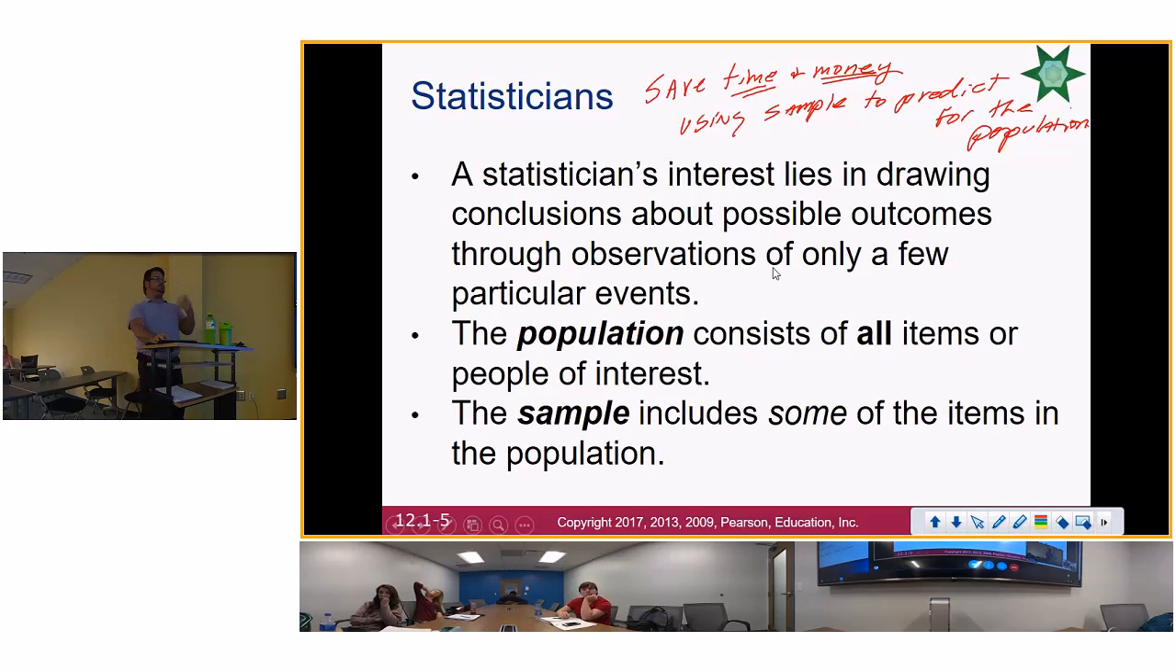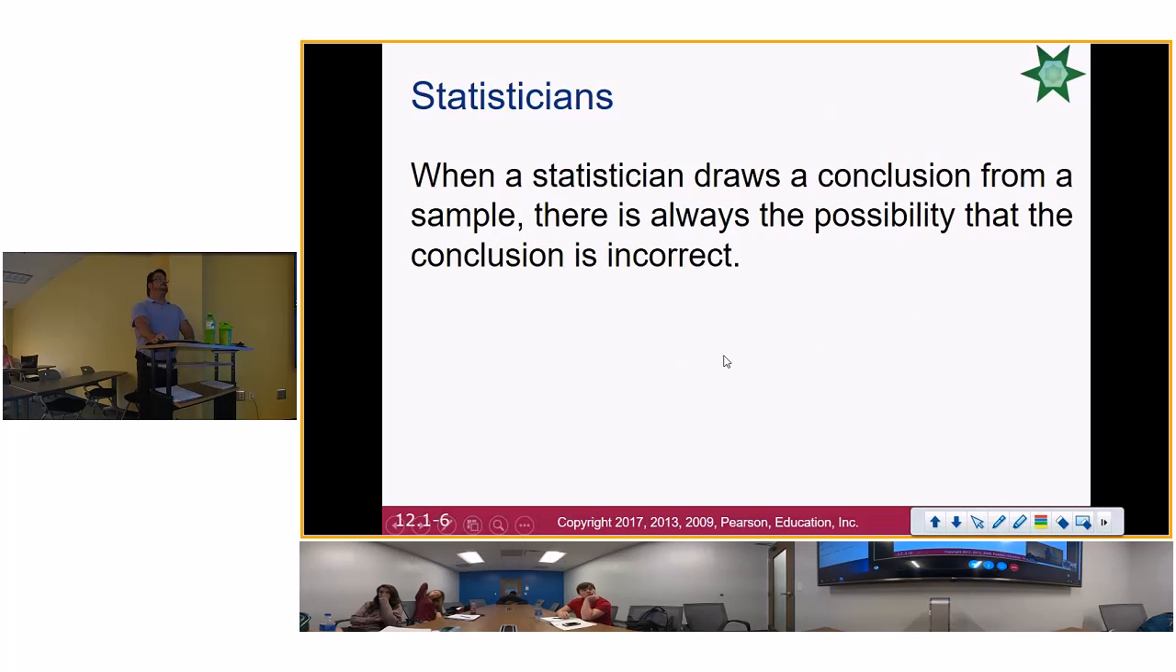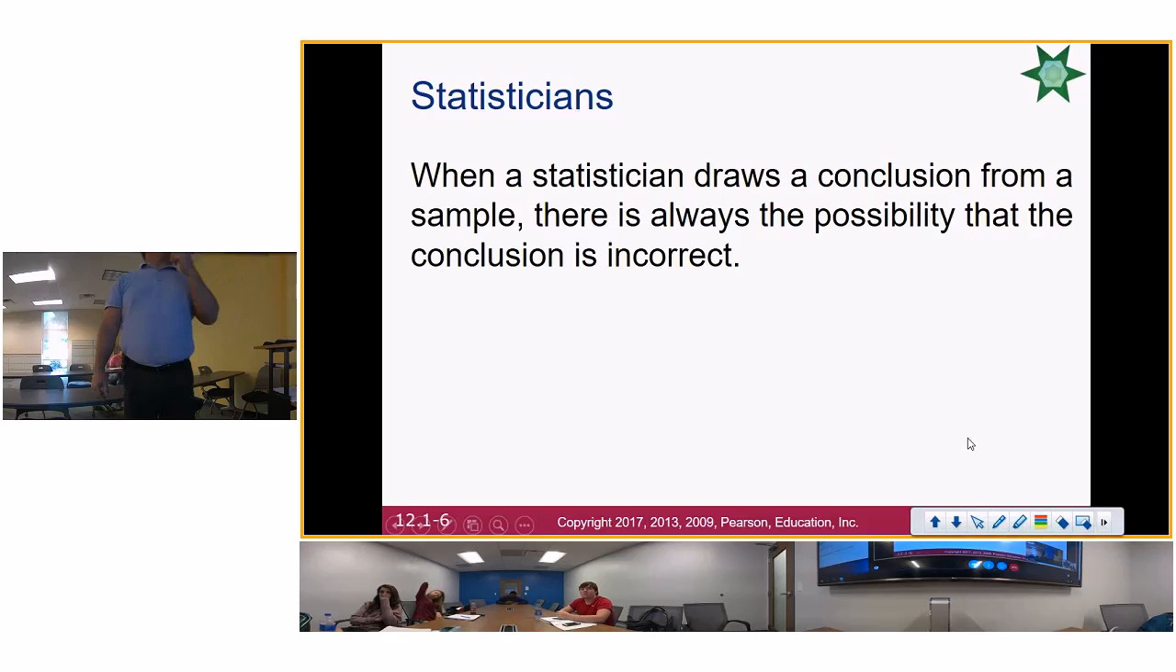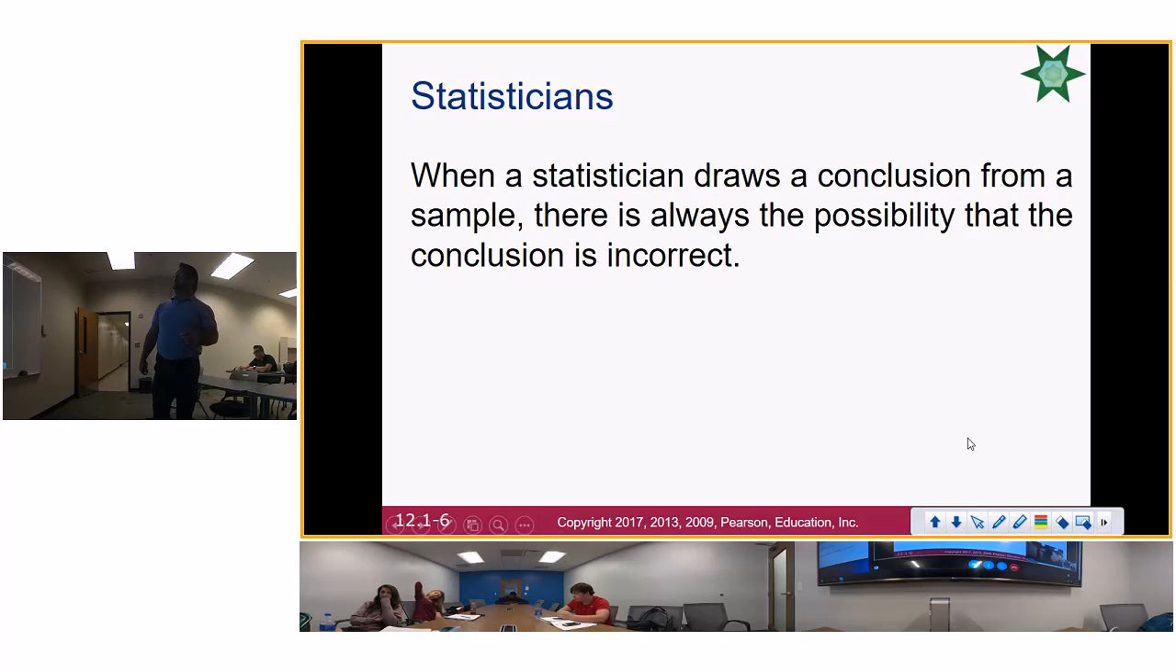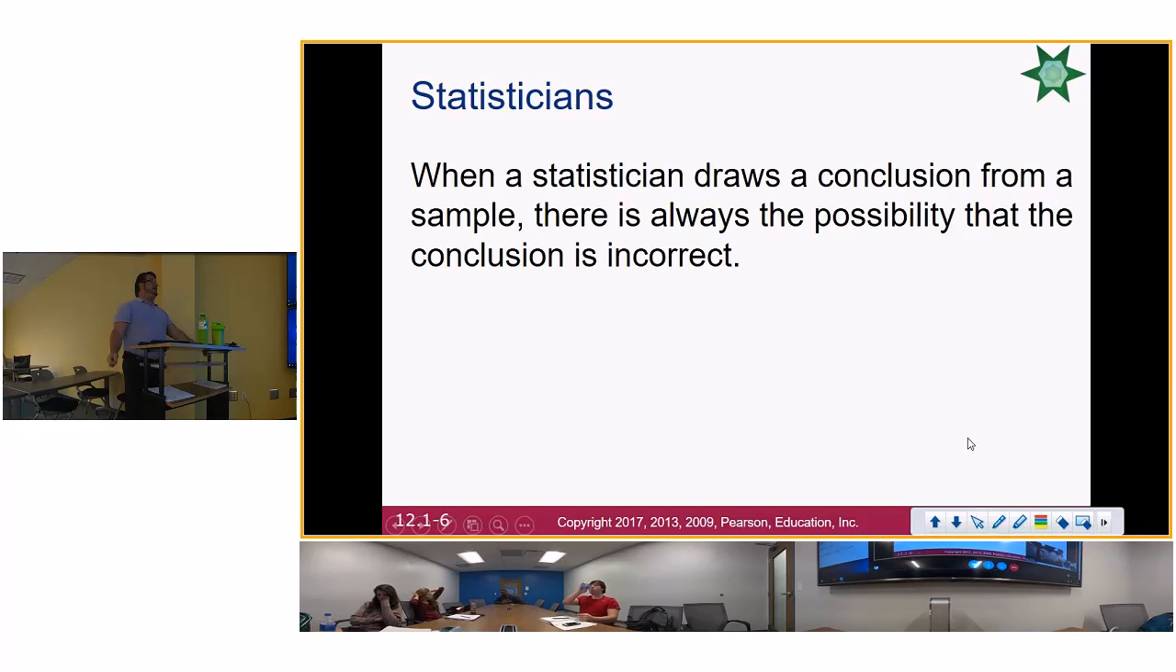Okay? A sample is a small group that predicts for the population. That's a very true statement. You have to write that statement down. And I'm not going to say statistician, I can't stand that word. Okay? When a person draws a conclusion from a sample, there is always the possibility that the conclusion is incorrect. Let me give you an example. Let's say I go, let's pick on Mr. Robinson. I like picking on Mr. Robinson because he's at the head of the table. All right.